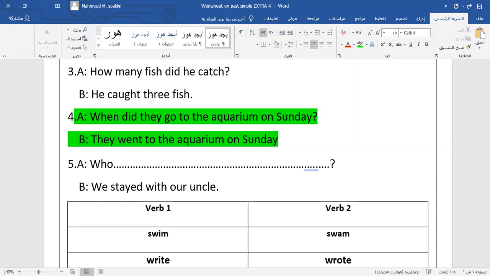When did they go to the aquarium? And should we write on Sunday or cut it? Should we write on Sunday? We are asking about the time. Should we write the time in the question or should we cut the time? Thank you, Ziad. They went? Yes, they went to the aquarium on Sunday.